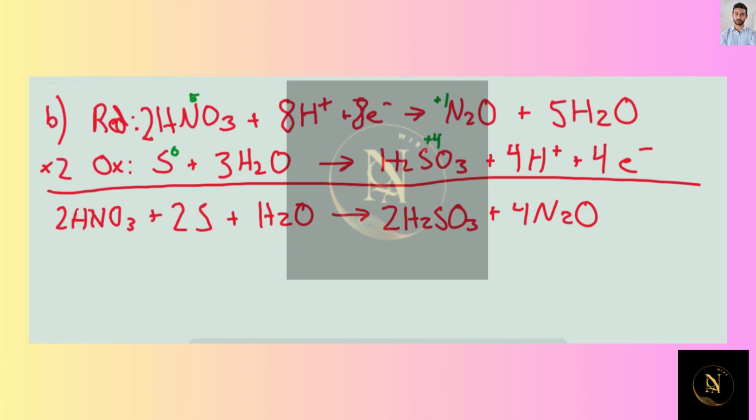So the oxidizing agent here is the reactant which involves the reduction, so that's HNO3. This nitrogen here will be our oxidizing agent, and that leaves the sulfur to be the reducing agent.